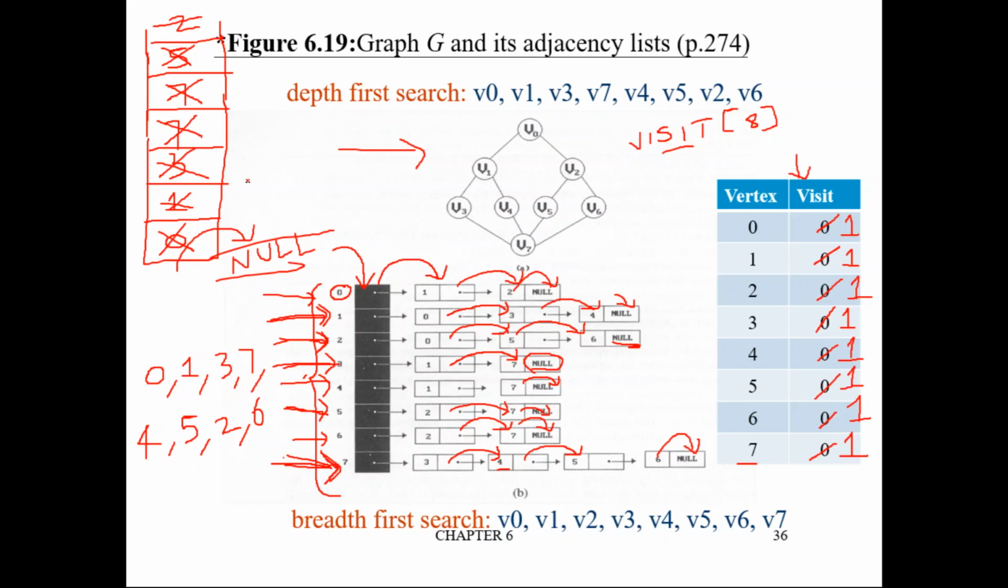It will pop, pop, pop, and then you have to stop. When the stack does not give anything, you have to stop. So you can see 0, 1, 3, 7, 4, 5, 2, 6. This is the order of traversing in DFS.